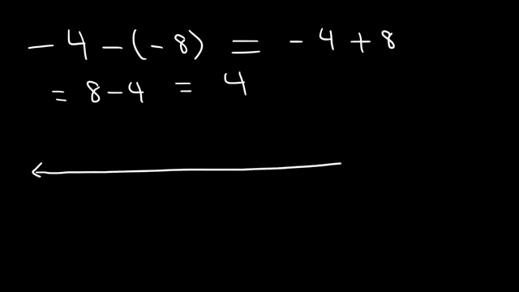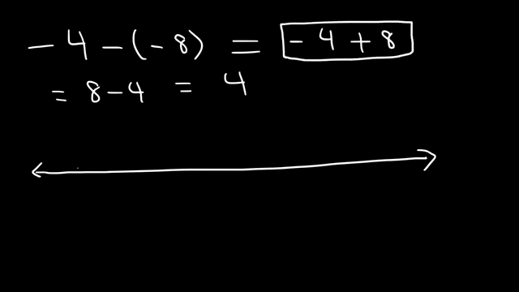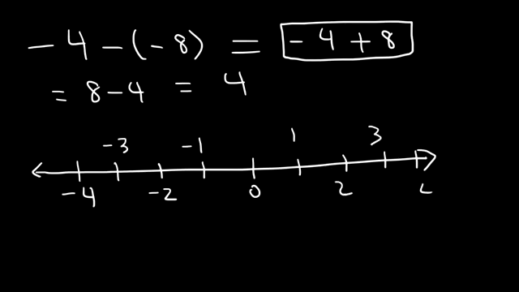So using a number line, I would focus on this portion. Let's start with negative 4, and let's add 8 to it. 1, 2, 3, 4, 5, 6, 7, 8. And as you can see, we get the same final answer of positive 4. So negative 4 minus negative 8 is 4.